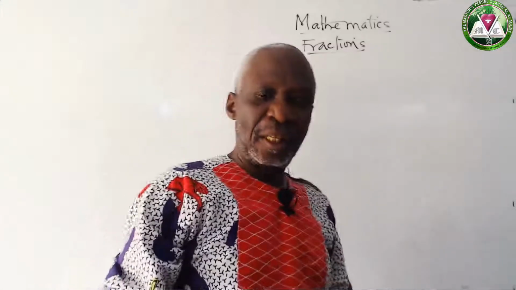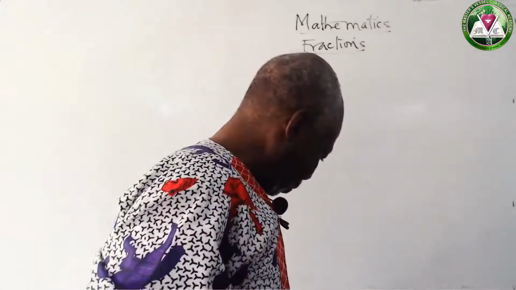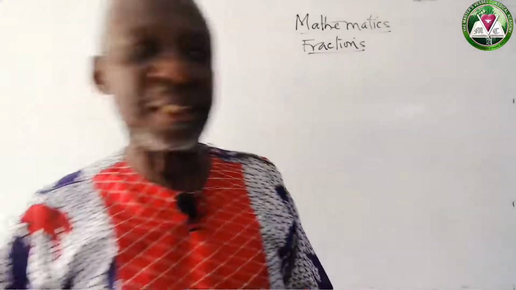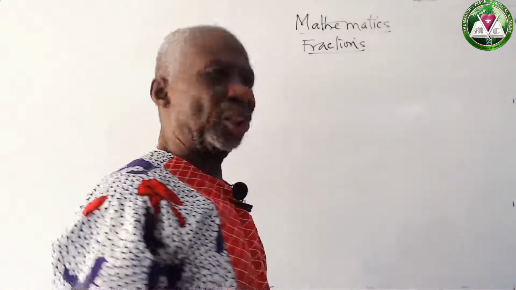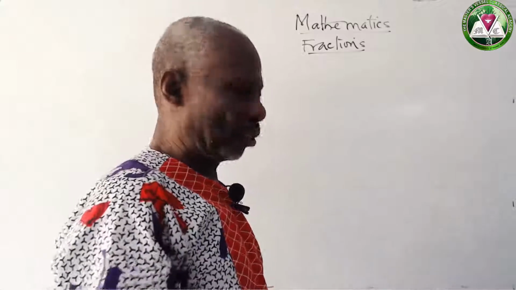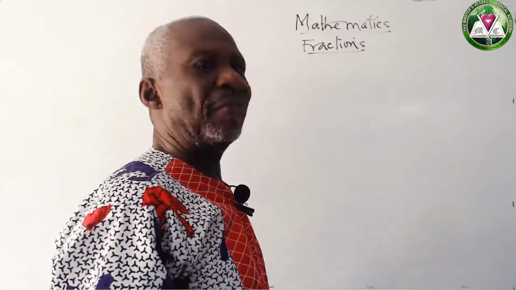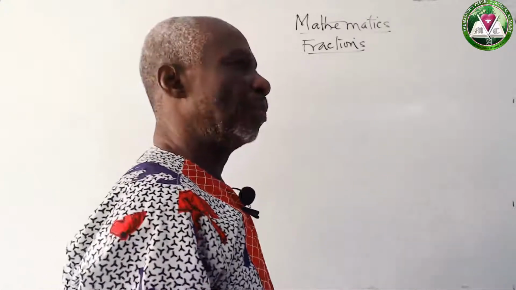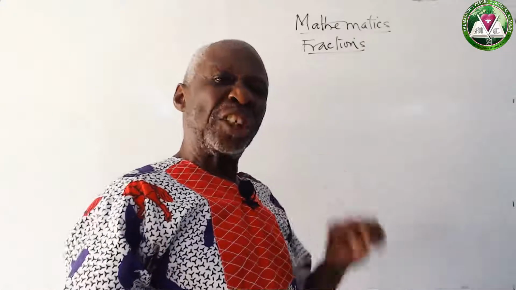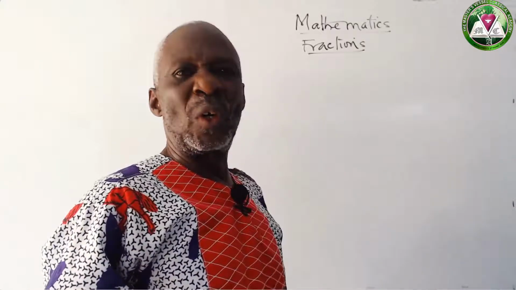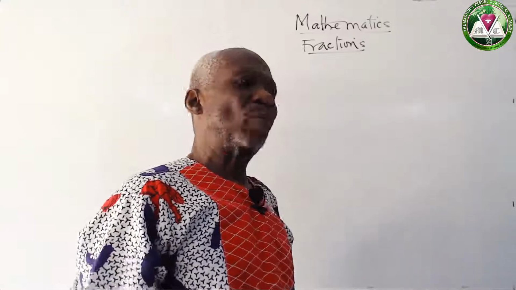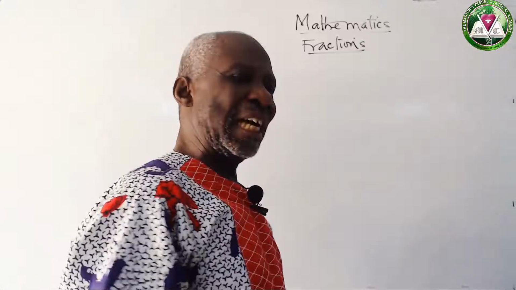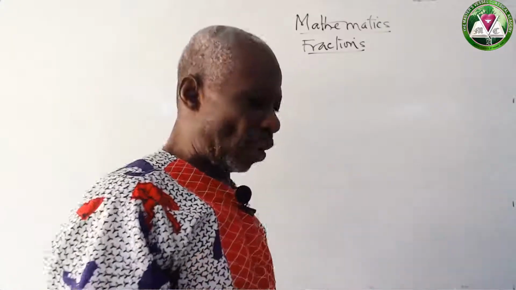Before we proceed, we need to go through the assignment that was given the other time. Let's look at it. The first one was ordering of the fractions, putting them in order of magnitude, either ascending order or descending order. We have to change each of those fractions to an equivalent fraction having a common denominator for all of them.